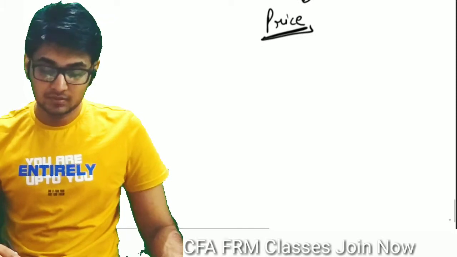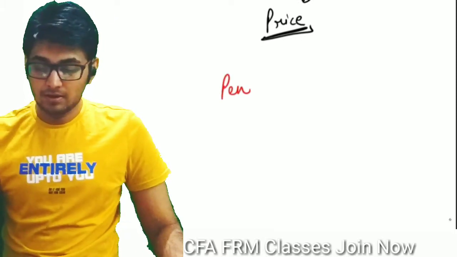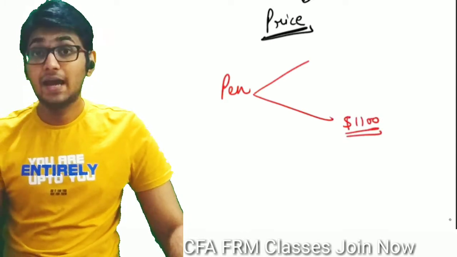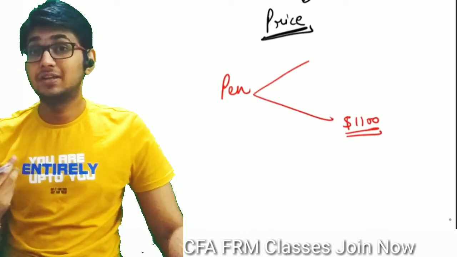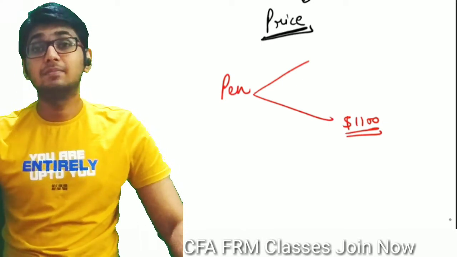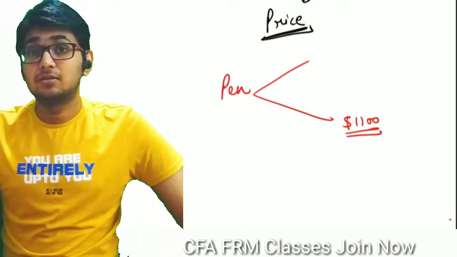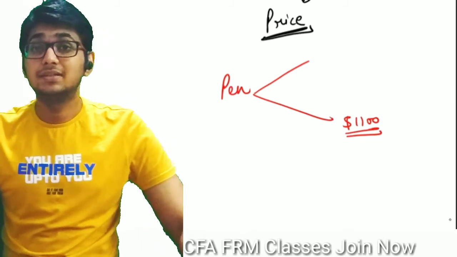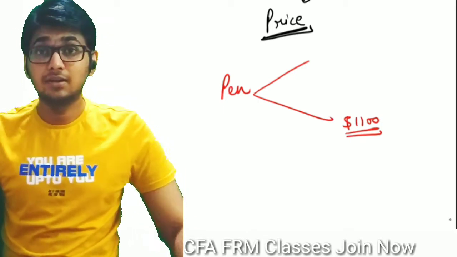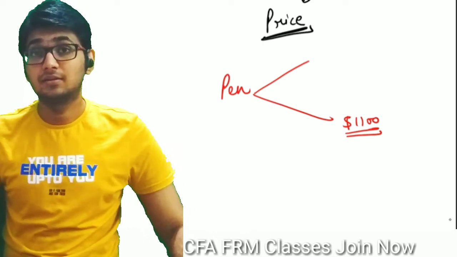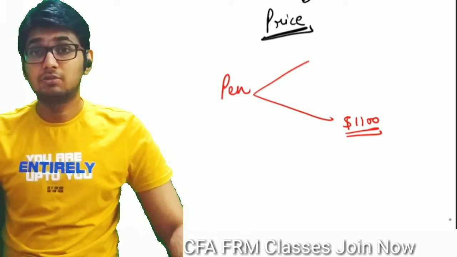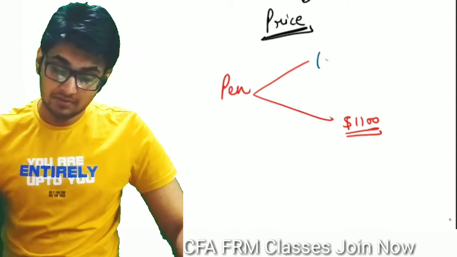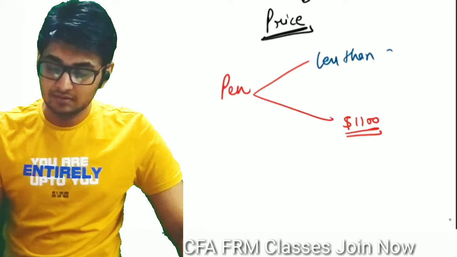Means what? Suppose now I am selling the pen. Okay, it is for sure that I am going to buy back the pen from you for $1,100. Now tell me, what is the price today? Are you ready to pay for the pen? Whether it is greater than 1100, equal to 1100 or less than 1100, then definitely your answer will be less than 1100.